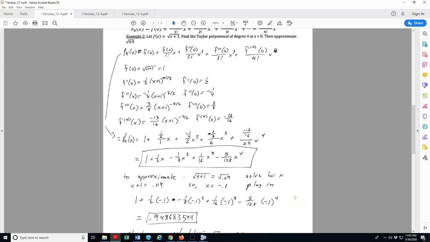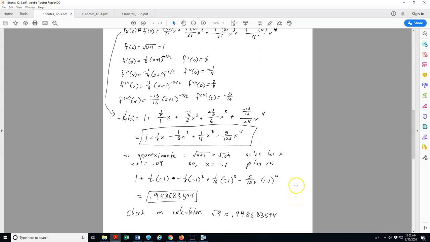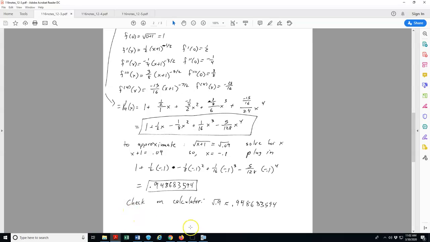Now again, we could do that by hand. I am very lazy, so I did it on my calculator. And then once again, I did approximate 0.9 on my calculator just to make sure that these numbers were pretty close. And yeah, that is a pretty darn good approximation. Most of these I'm not going to be quite that close, but it should be pretty darn close.